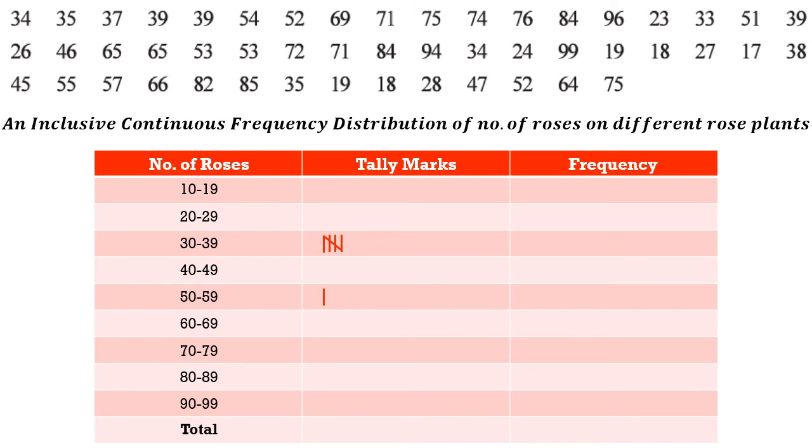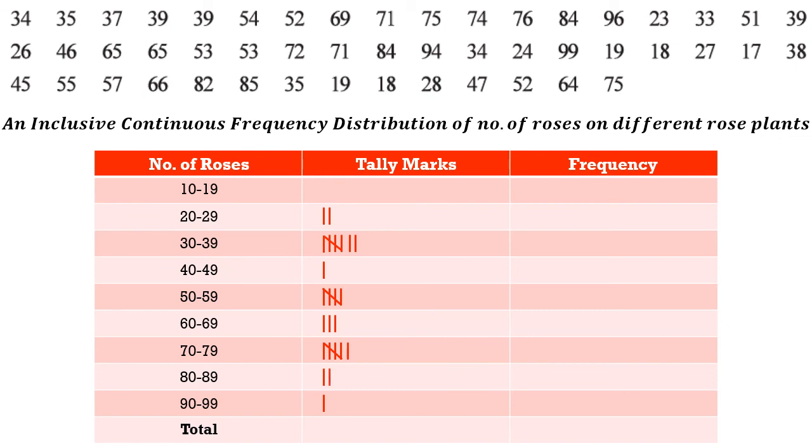Next is 54, that is 50 to 59, then 52 the same, then 69, that is 60 to 69, 71, that is 70 to 79, 75 the same, 74 the same, 76 the same. 84 is 80 to 89, 96 is 90 to 99. 23 is 20 to 29, 33 is 30 to 39, 51 is 50 to 59, quite simple actually. 39 is the same, 30 to 39, 26 is 20 to 29, 46, 40 to 49, 65 and 65 are twice, so that is 60 to 69, again 60 to 69. 53 are twice, so 50 to 59, 70 and 71 will be 70 to 79 two times.